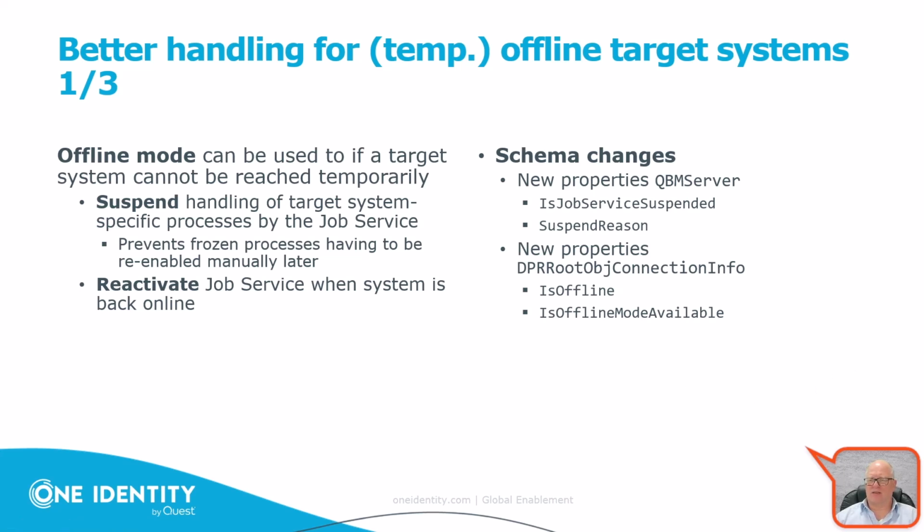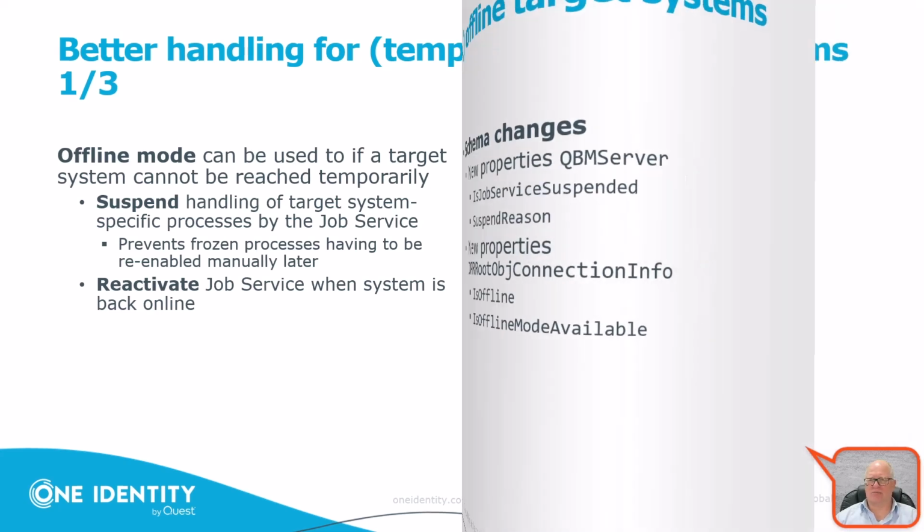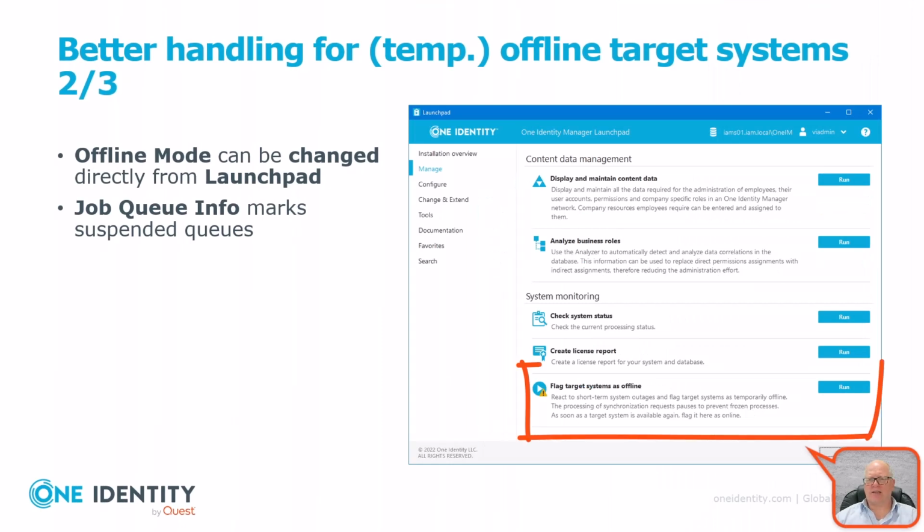One, of course, says the system is active or not, and the second says it is a system where offline is possible. For all the non-offline systems, you will then get the typical frozen error message. Continuing that, you can see then the offline mode, and you can change the offline mode configuration directly from the Launchpad. And as you can easily see on the screenshot on the right lower side, there is then the flag target system as offline, and that allows you then to configure these systems.